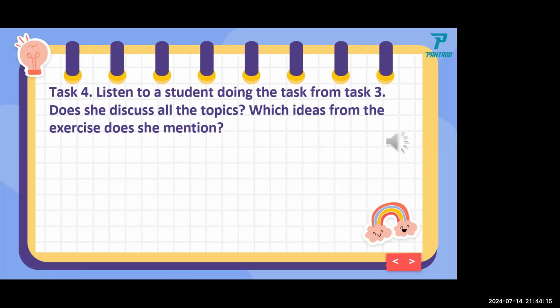You mentioned the hobby, right? Yes. Okay, so what else did she mention? She mentioned the rules of the things he should do when he goes to England to study. Okay, so that's good.